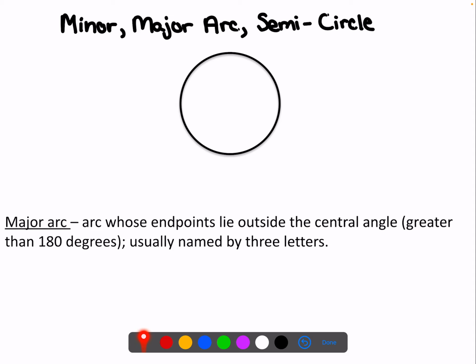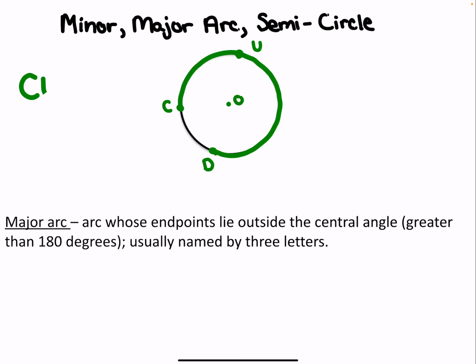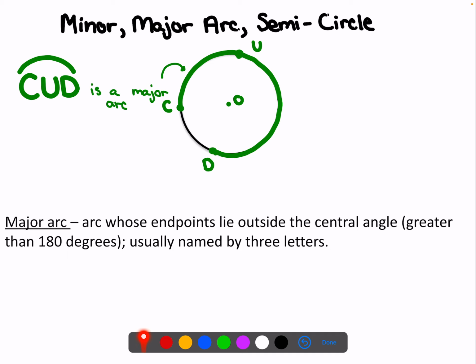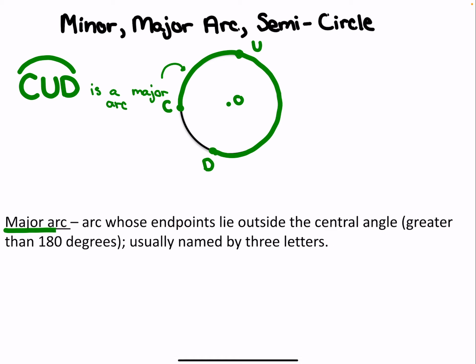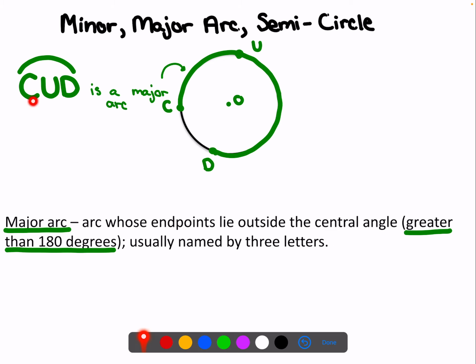So I'm going to go ahead and draw a major arc, arc CUD. Arc CUD is a major arc. And again, we know that because it travels past half the circle, and it's using 3 letters. So some important things with major arcs: again, it needs to be greater than 180 degrees, and the 3 letters is a big giveaway. The 3 letters is very important because that deals with our naming conventions once again.